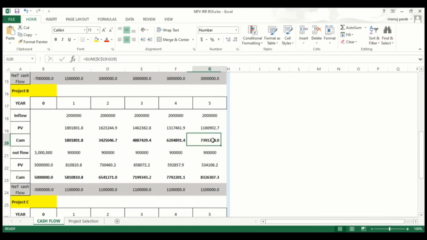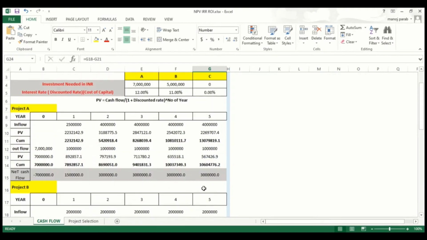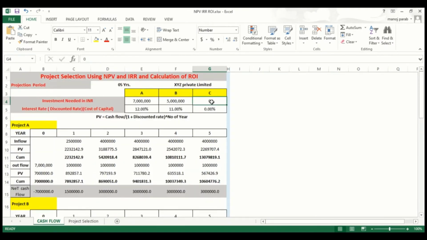Based on that we have calculated the cumulative value. This is the cumulative inflow for project B, and this is the cumulative outflow for project B. In the same way we have calculated net cash flow by subtracting outflow from inflow, right? A similar way we'll calculate for project C.